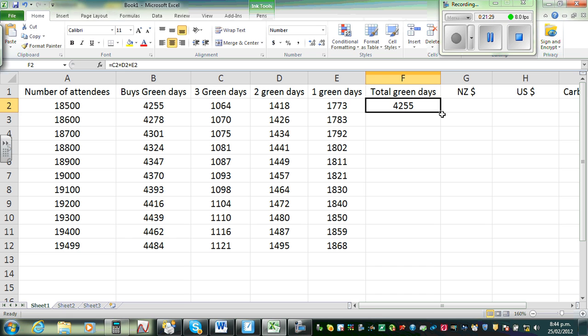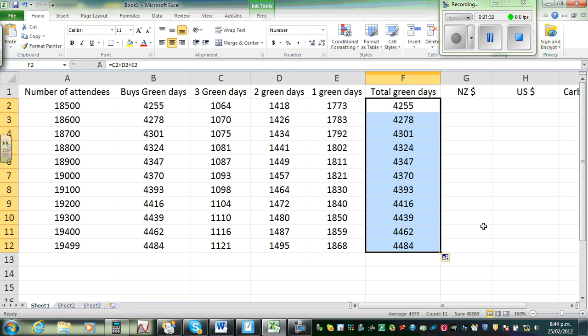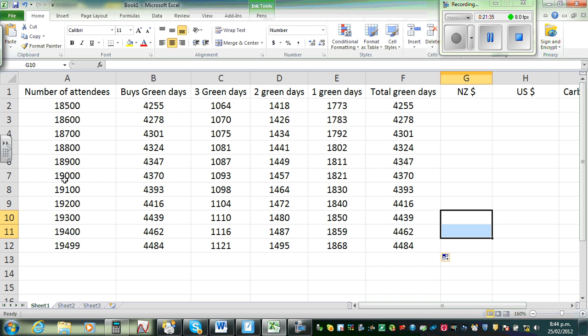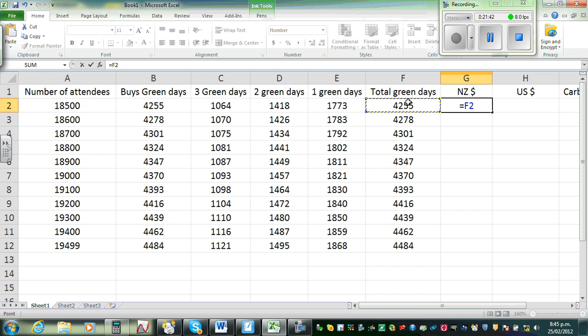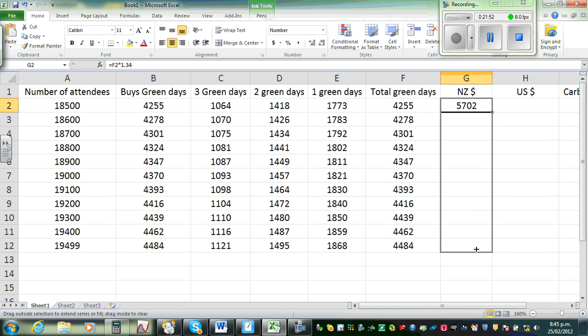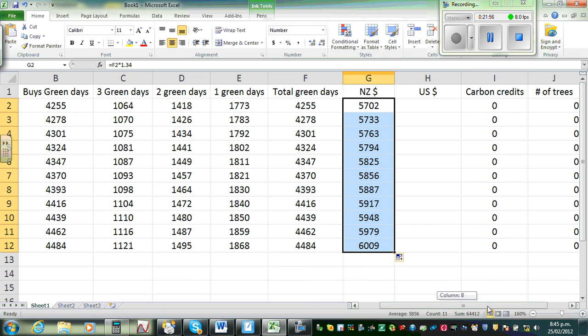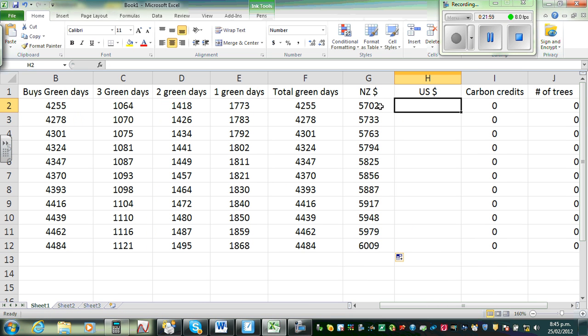And the total green days is, can you see, in 19,000 you get 4,000. And New Zealand dollars would be this number, green days, times 1.34. Enter. Then you scroll, catch the tail, and scroll down. This is the amazing thing of Excel. So US dollars would be this number divided by, press equal this divided by 1.33886. Enter. So here we go, this is in US dollars.